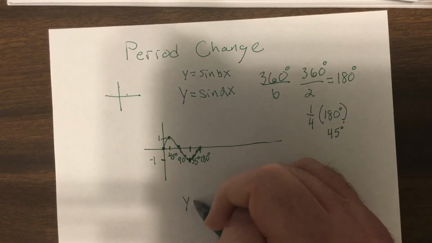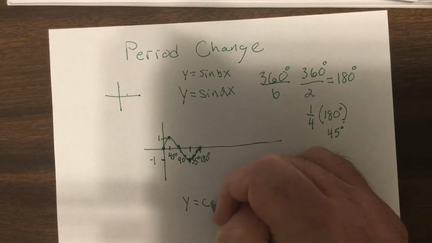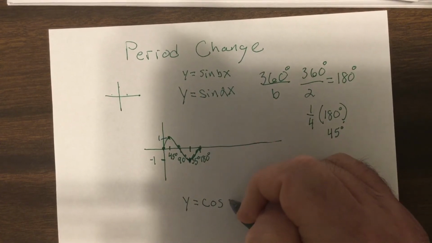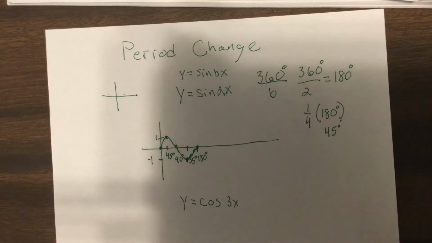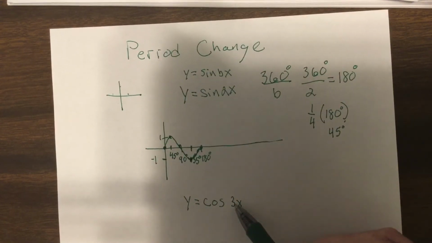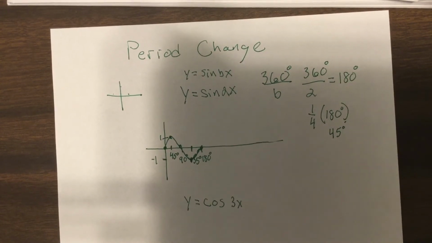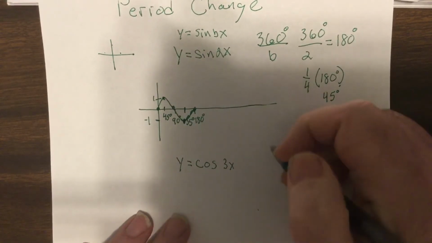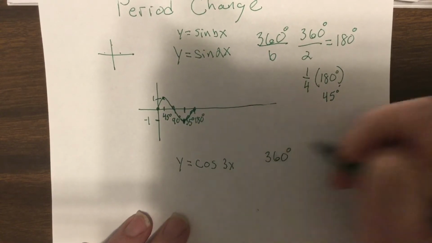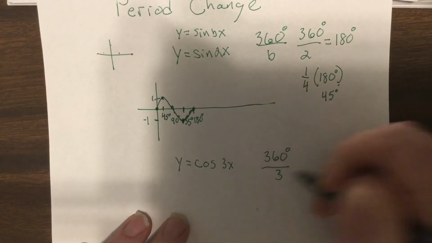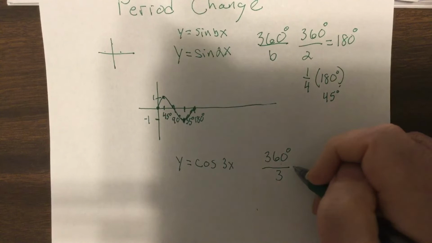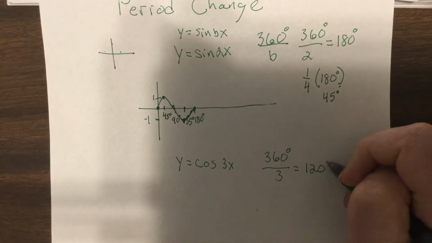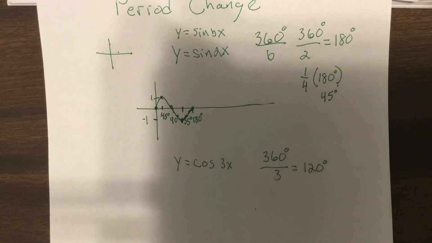So let's look at this one. Y equals cosine of, let's do 3x. So that means I want 3 cosines between 0 and 360, where I used to just have one. So my period would be 360 divided by 3, meaning every 120 degrees would be a graph.